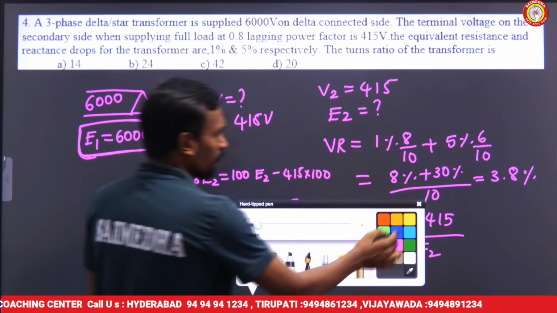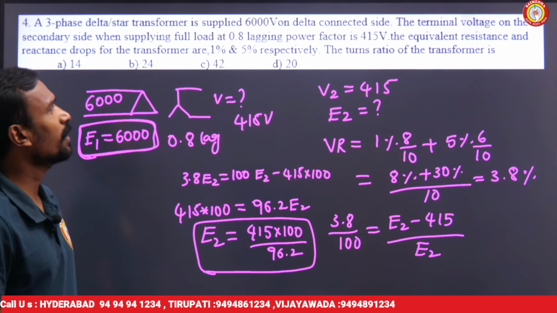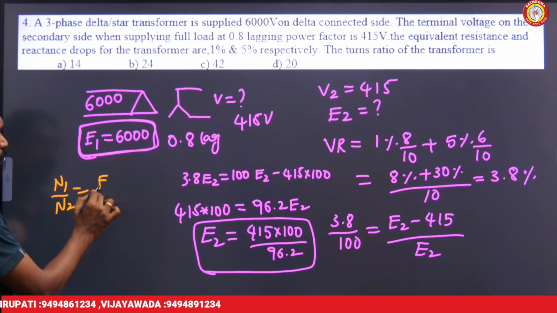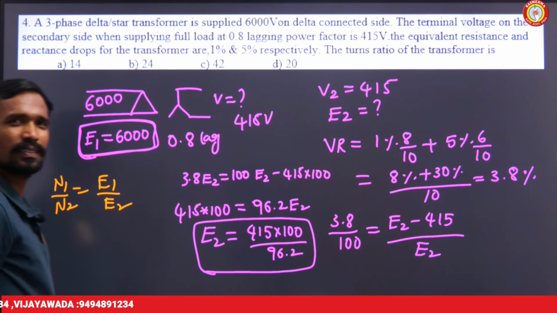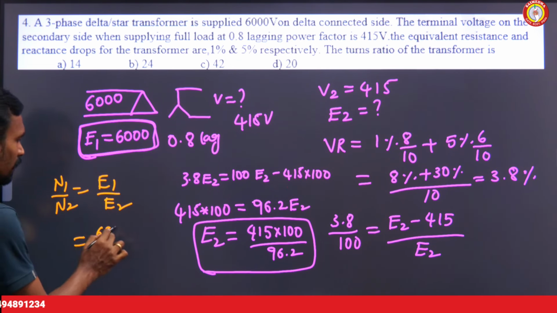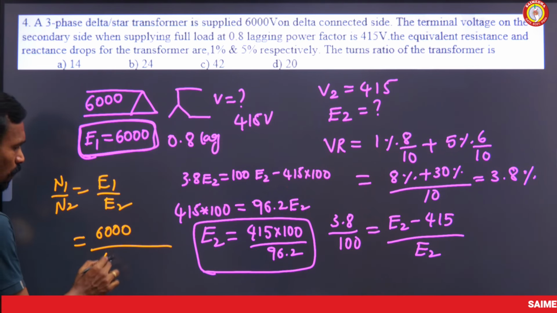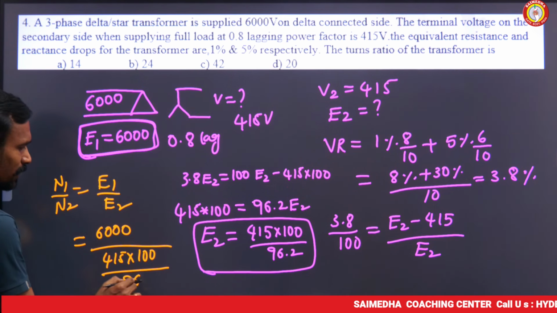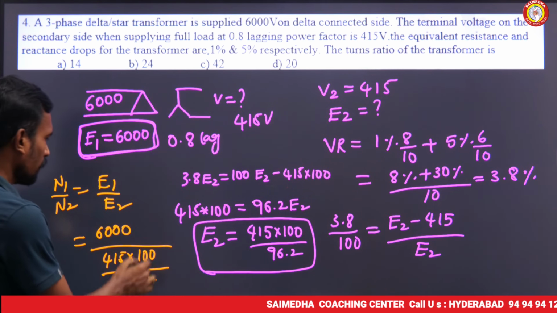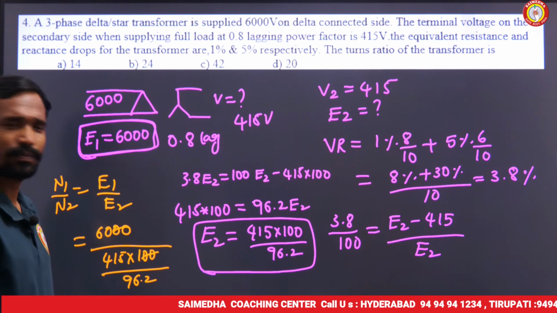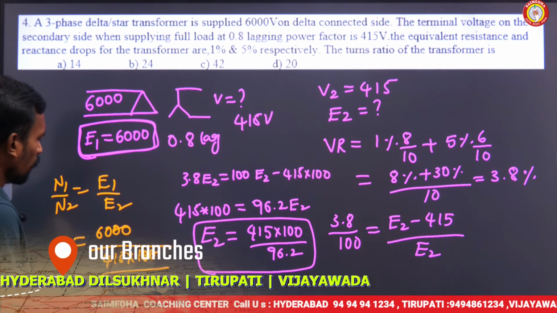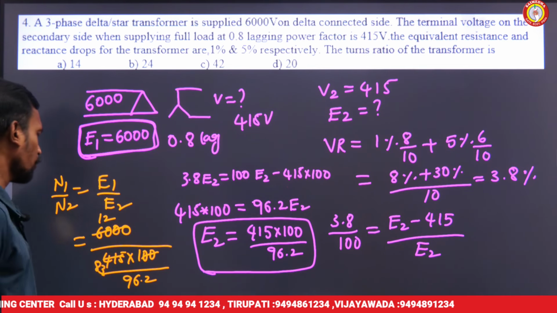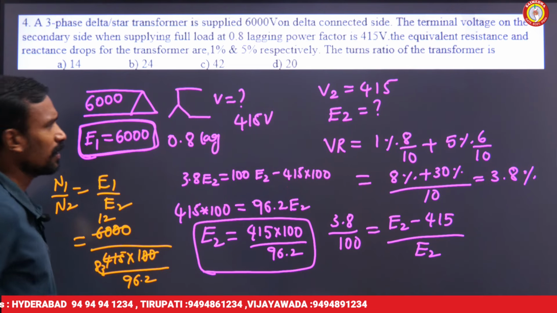Now, what do you want to find? The turns ratio, nothing but N1 by N2, which is equal to E1 by E2. Let's take E1 as 6000 and E2 as 415 into 100 divided by 96.2. These two zeros get cancelled. So 5 12s are 60, 5 8s are 40, 5 3s are 15, giving 12 by 83.